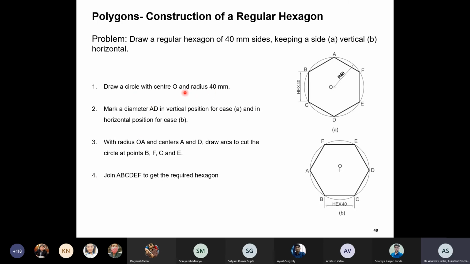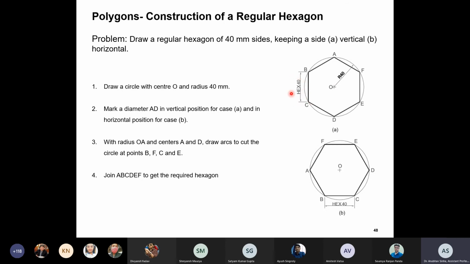So what you will do here is draw a circle with center O and radius 40 mm. Whatever the given side length, the same length you draw as the circle's radius. Now mark diameter AD in vertical position. So in this question either you keep your side vertical or horizontal. Let us say I want to keep it vertical, and that has to be 40 mm. See how we are marking dimensions.